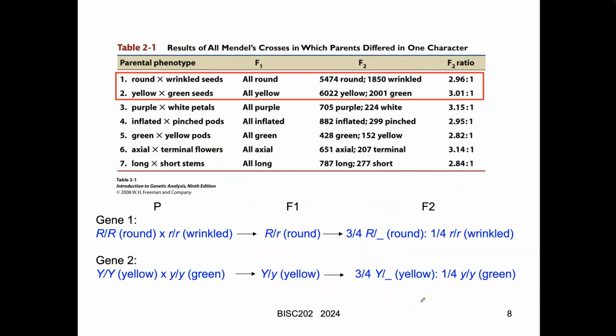Okay, and just a reminder, going back to the round versus wrinkled, these are the two genes, and in the first sets of experiments, Mendel determined that the round and the yellow were the dominant traits, and you had these 3-to-1 ratios in the F2 when you allowed the F1 to self-fertilize, and that was the dominant to the recessive trait.